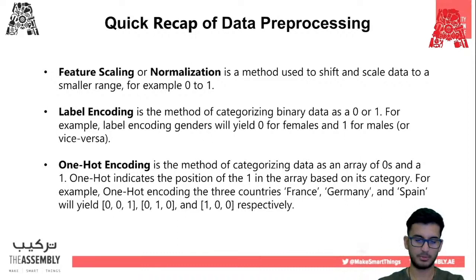For example, for our gender column in our data, we can label encode males to 1s and females to 0. Finally, we have one-hot encoding. One-hot encoding is a method of categorizing n types of data as a list or an array of n length. All the indices of the list will contain the number 0 except for 1. The index of the 1 in our list identifies our data. For example, in a list of 3 countries, France can be one-hot encoded to 100, and Germany can be encoded to 010, and so on.